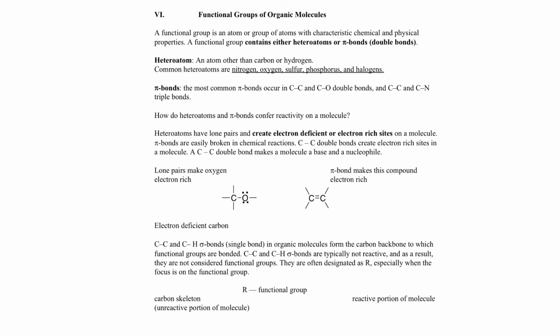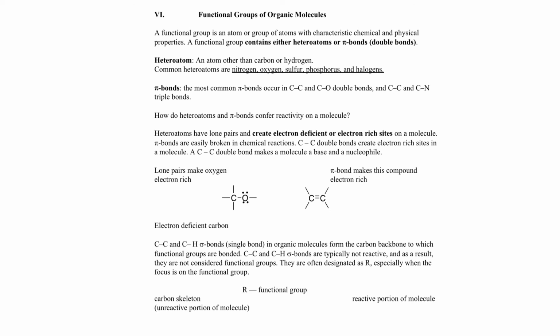So for example, heteroatoms have lone pairs, and because of these lone pairs, you create electron deficient or electron rich sites on a molecule. And pi bonds are also electron rich, right? You have more electrons usually, and they're easily broken in chemical reactions. So let's look at these two examples here, right? One has a heteroatom and one has a double bond.